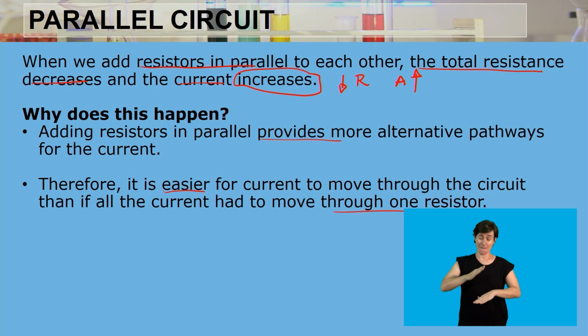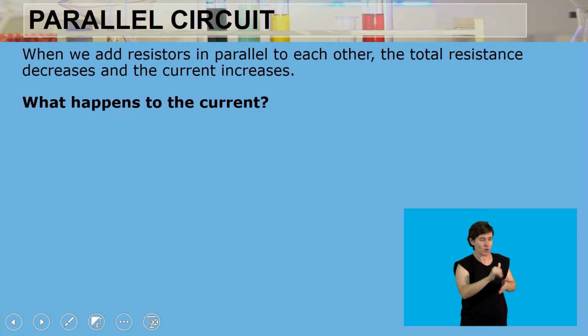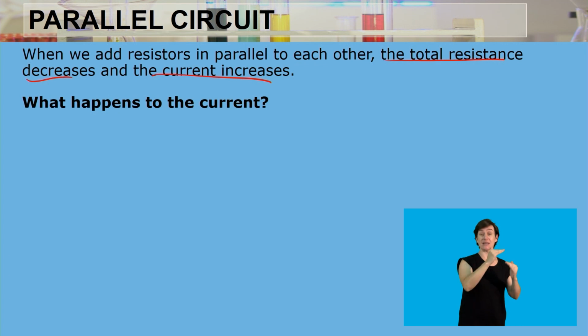So the more alternative pathways we are given for the current, the easier it becomes for it to move through the entire circuit, because there's more than one way that it can choose to go. So when we're adding resistors in parallel to each other, we are re-emphasizing again that the total resistance is going to decrease and the current is going to increase.